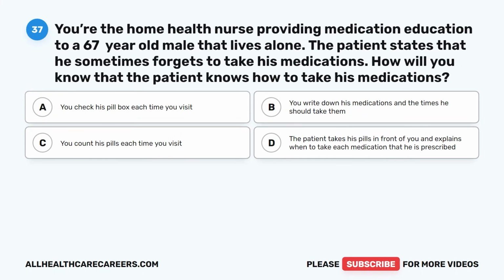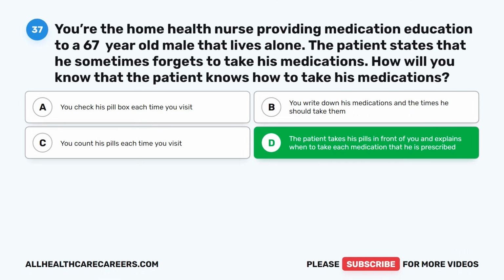Question 37. You're the home health nurse providing medication education to a 67-year-old male that lives alone. The patient states that he sometimes forgets to take his medications. How will you know that the patient knows how to take his medications? A. You check his pill box each time you visit. B. You write down his medications and the times he should take them. C. You count his pills each time you visit. D. The patient takes his pills in front of you and explains when to take each medication that he is prescribed. The correct answer is D.